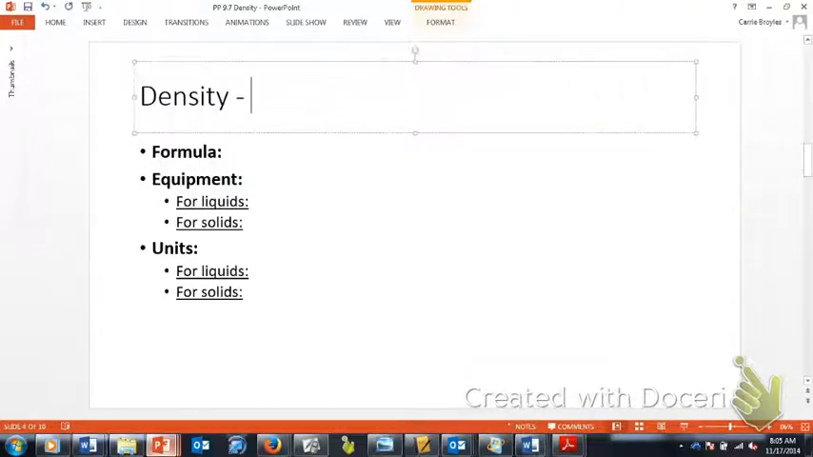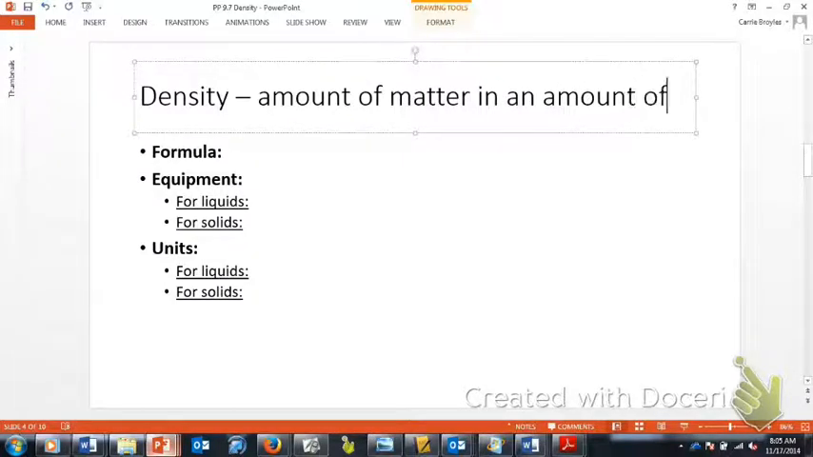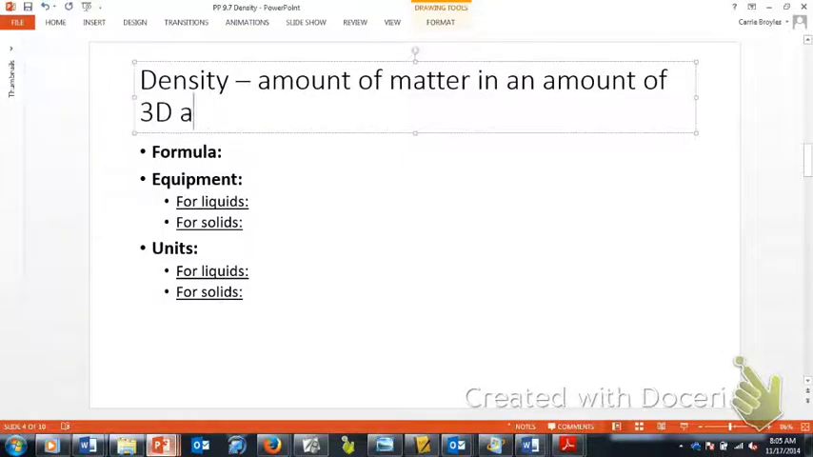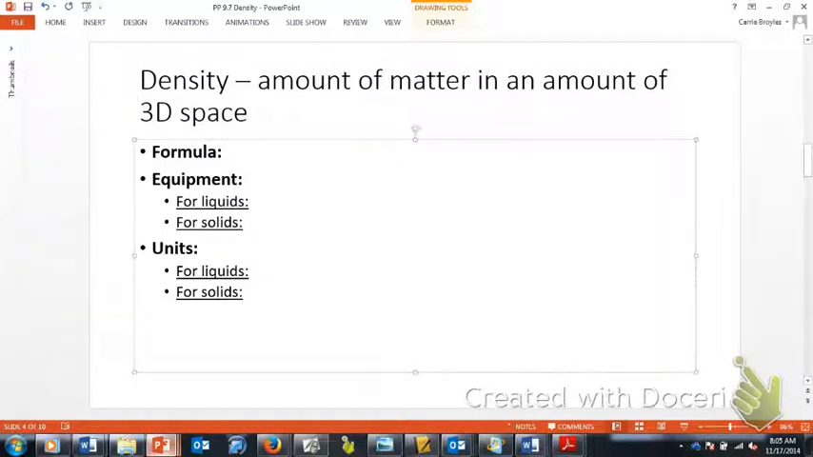Okay, so now we're ready to talk about density since we reviewed both of the terms that actually go into it. So notice what we say here. For the definition of density, it's the amount of matter. So there's the definition for mass in an amount of 3D space. So here's basically where we're going to come up with our formula, because what we have just said are the two definitions for mass and volume. So the formula for density is density equals mass divided by volume.